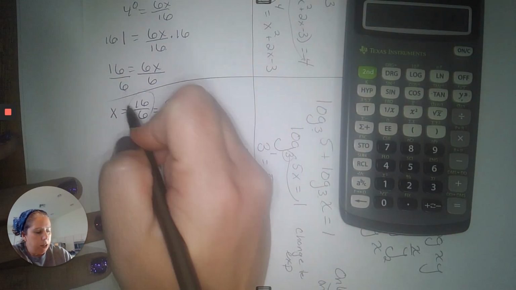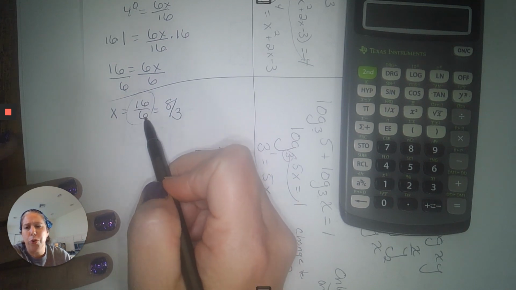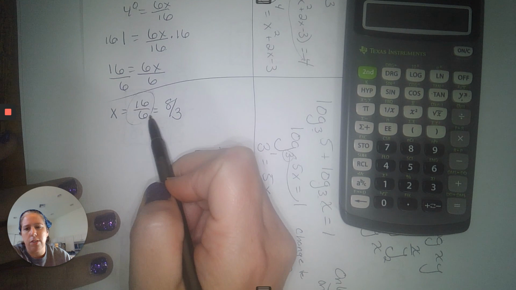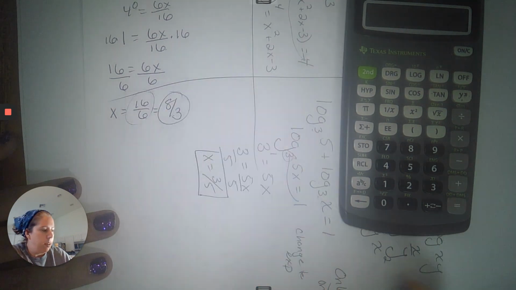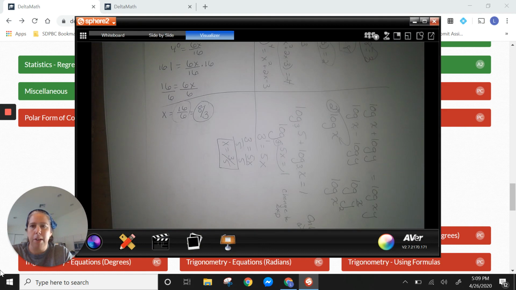Or just do it in your head. Most of you guys can do this. What number goes into 16 that also goes into 6? It's 2. 16 divided by 2 is 8. 6 divided by 2 is 3. So that would be 8 over 3. Okay. All right. Let's show you what it's going to look like on Delta Math.